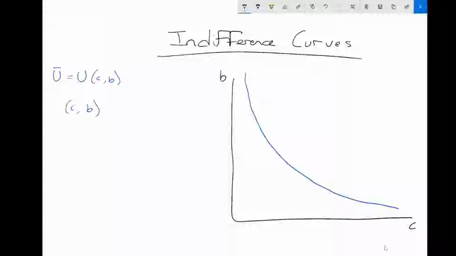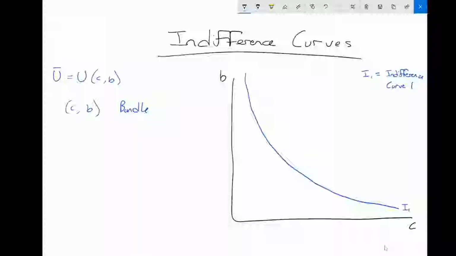Here's the curve. We'll label it I, maybe I1. That I1 stands for indifference curve 1. What this curve describes is all the possible combinations of coffee and bagels that give the agent some fixed, or constant, amount of utility. And in fact, every combination here we call a bundle of goods. It's some combination of coffee and bagels.